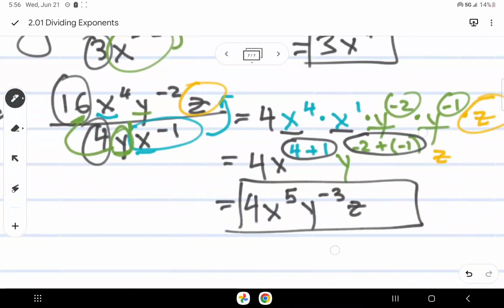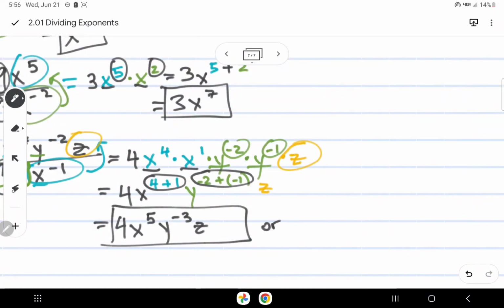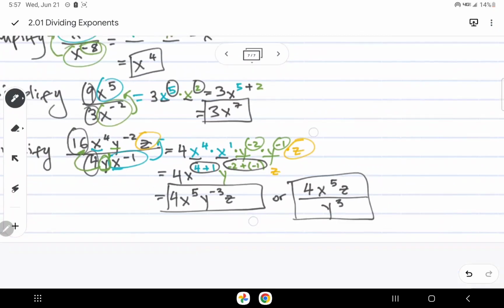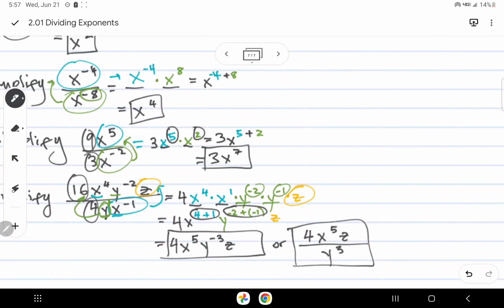Now, if you want all the exponents to be positive, this is the only one that has a negative exponent. Hence, I'm going to move it from the top to the bottom, so everything else will stay on top. And I'm going to move that y to the power of negative 3 to the bottom. Since I'm moving it to the bottom, the sign of the exponent will flip. So negative 3 goes to 3. So there goes our answer. So you can write down this or this.